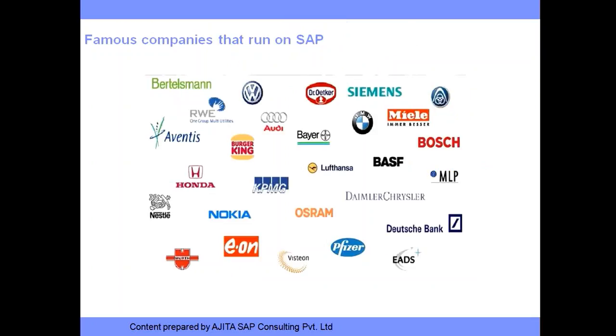Now let us take a look at some famous companies that run on SAP. So you can take a look. These are all big names, and all of these are running on SAP. Daimler Chrysler, Deutsche Bank, Pfizer, Honda, Nestle, Siemens, all these companies are running on SAP. Right?